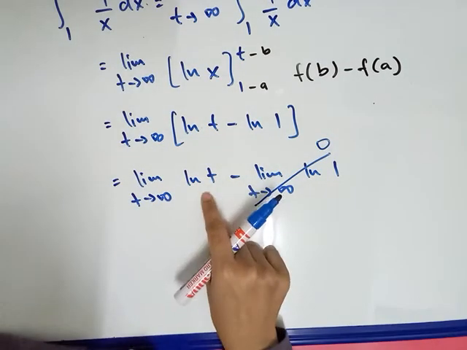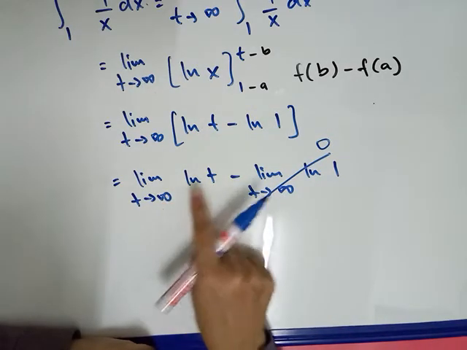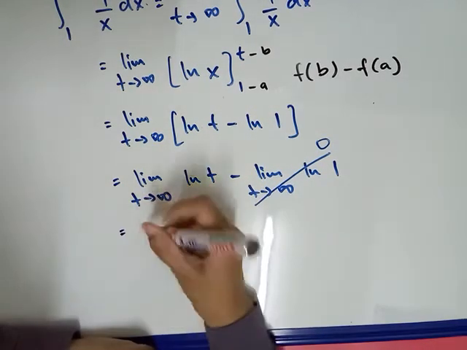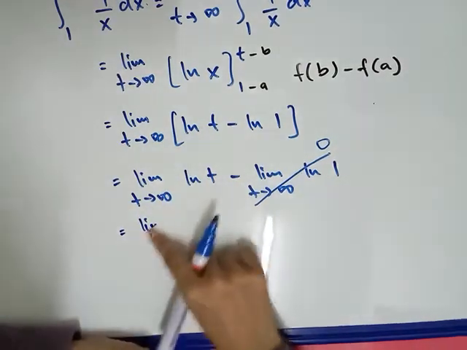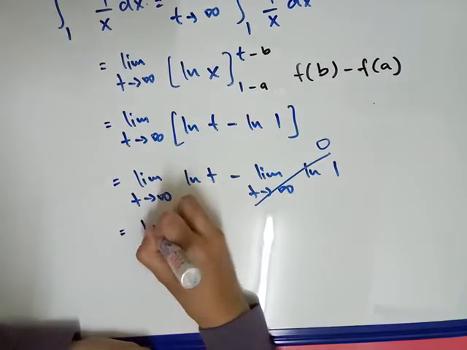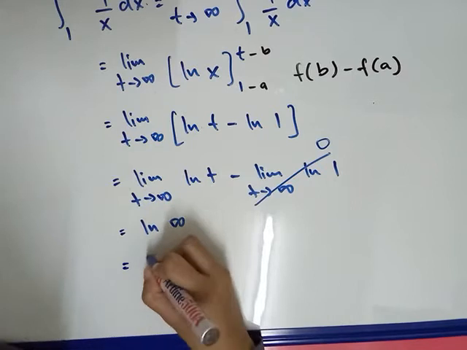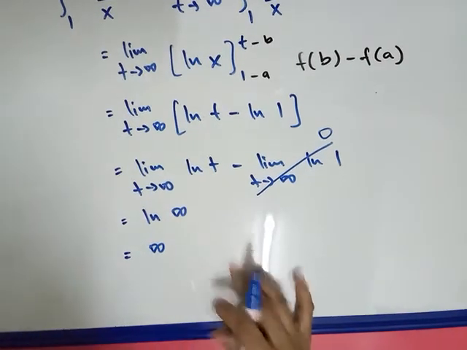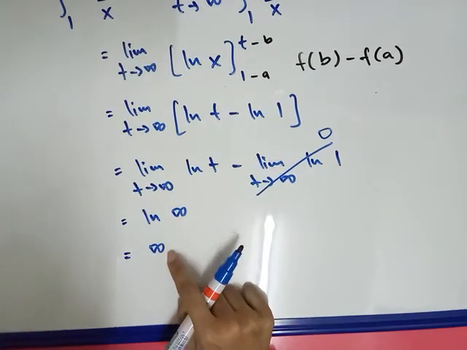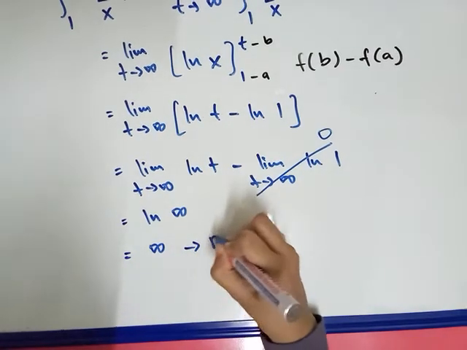Then we can do a direct substitution here. Substitute infinity into this t. So I need to write the limit, sorry. That means it is ln infinity. So ln infinity is infinity. Because we don't have a single value and we get infinity here, we can say that this is divergent.